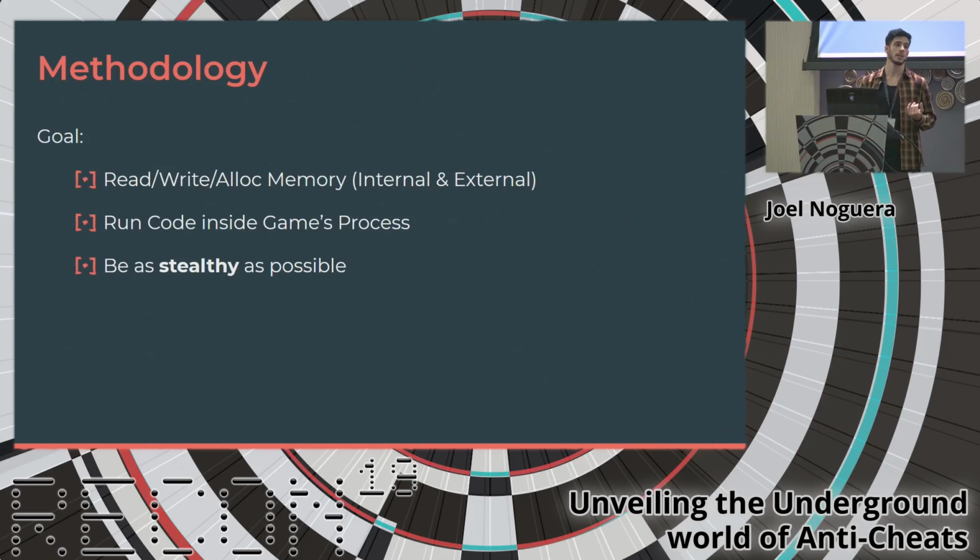And if I'm internal, I will need to run this DLL in the context of the game. And of course, we need to be as stealthy as possible, which means that we need to delete all our traces and create new handles, so that if the anti-cheat is scanning each process on the system, it doesn't detect our process manipulating the game.